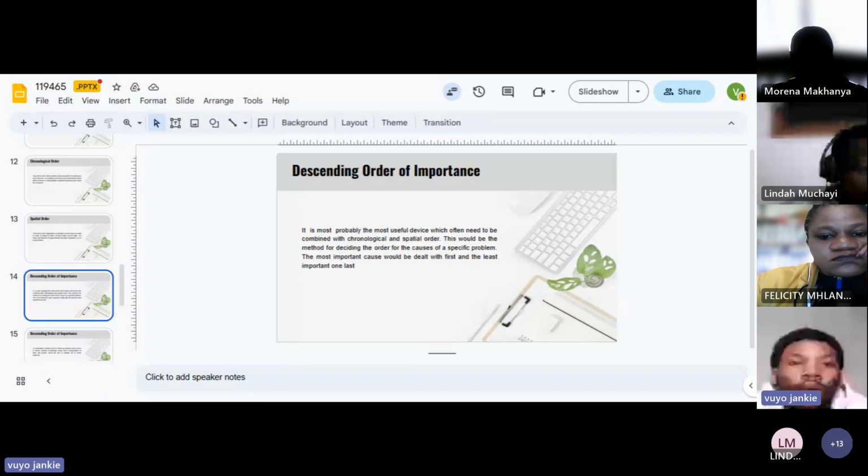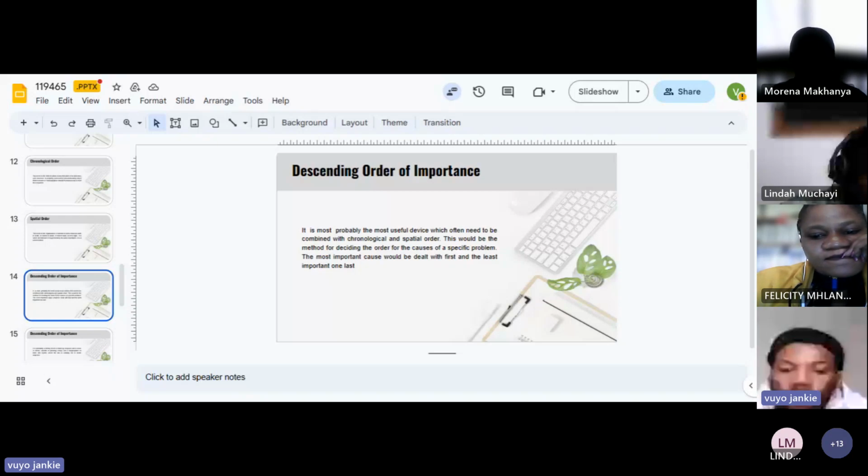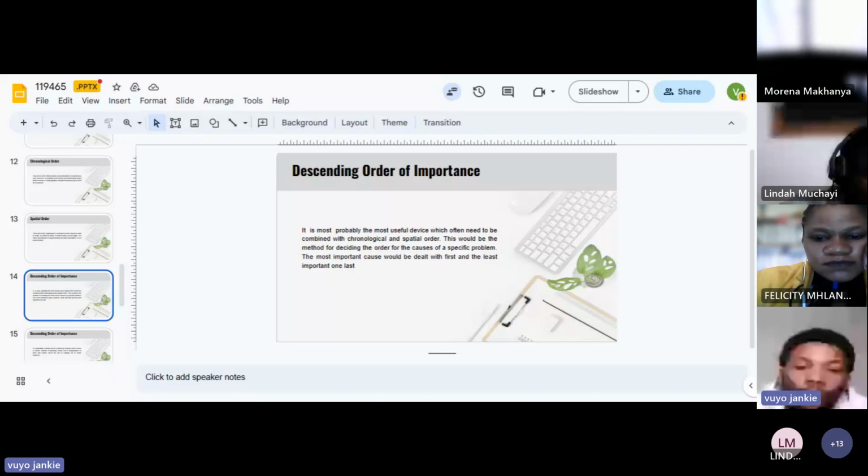Descending order of importance. It is most probably the most useful device, which often needs to be combined with chronological and spatial order. This would be the method of descending the order for the cause of a specific problem. The most important cause would be dealt with first and the least important one last.